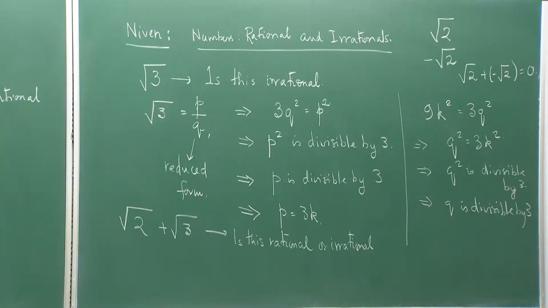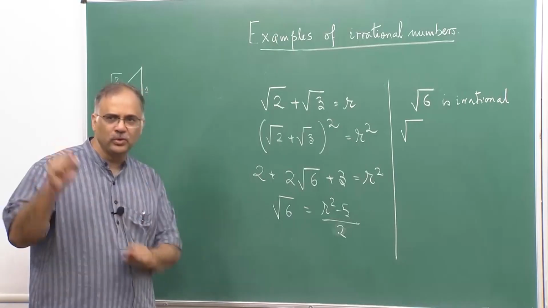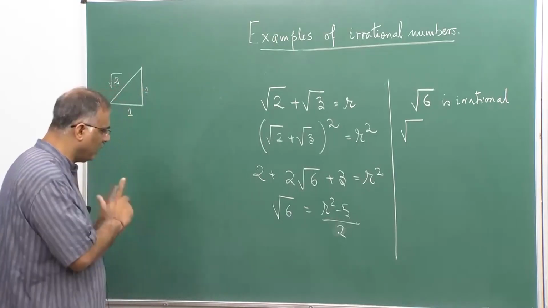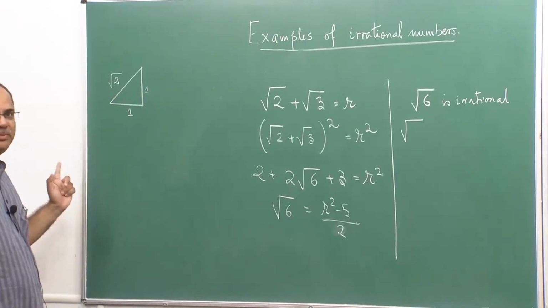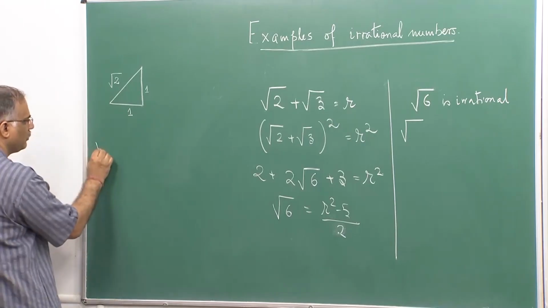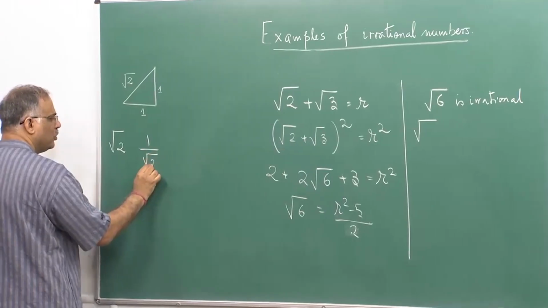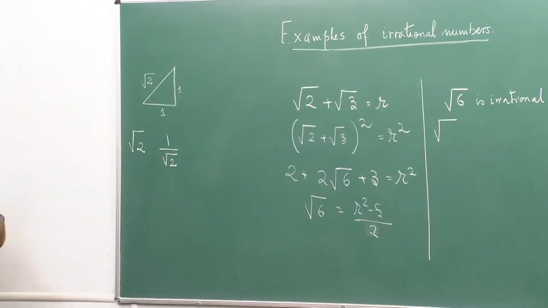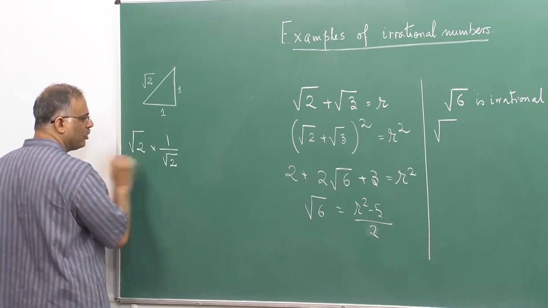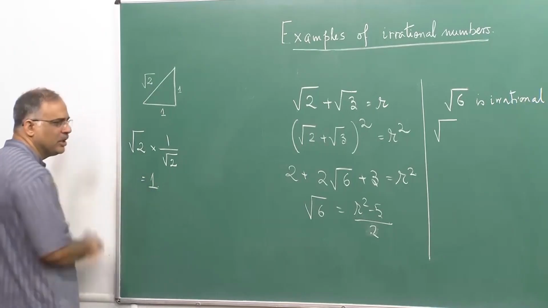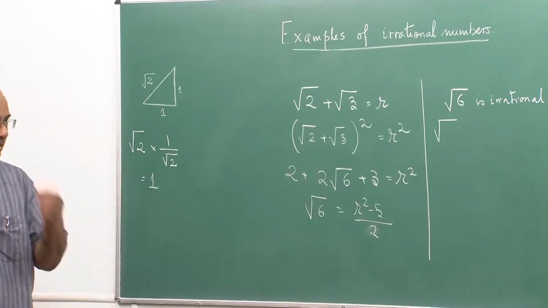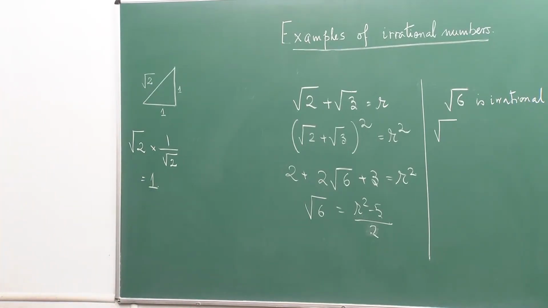Somebody may say, okay, I know that it will be rational because it is nothing but root 2 into root 3. But remember, multiplying two irrational numbers need not give an irrational number. In exactly a similar procedure you can prove that 1 by root 2 is irrational, only the role of p and q switches, right? Then when you take the product of these, you will get 1, which is rational. These are certain things you have to keep in mind while doing mathematics.